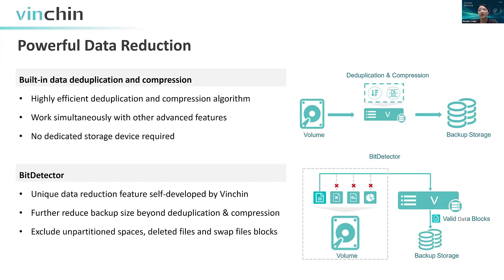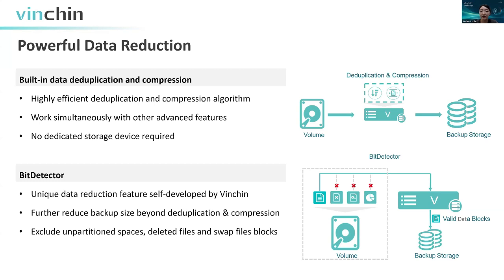And next is Vinchin's powerful data reduction function. Vinchin supports data deduplication, data compression, and bit detector, the three ways to minimize the backup data size. It is a built-in solution, so there's no requirement for a dedicated storage device. And Vinchin provides 4 levels of data compression, from the quick compression level to the ultimate compression level, based on the compression ratio. Users can choose either one based on their needs.